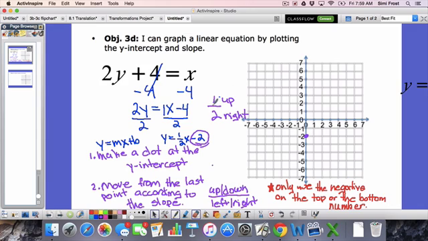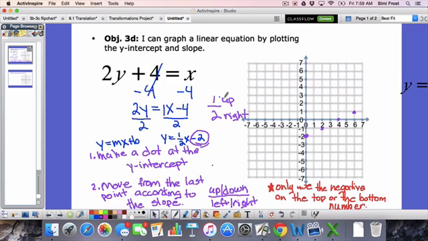And now I'm going to go up 1 over 2. Up 1 over 2. And once again, I'm just going to double check. My slope is positive. Am I getting a positive slope on my graph? I am. It is going uphill from left to right.